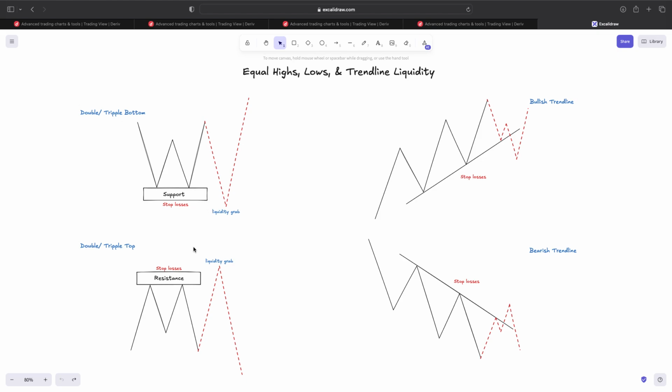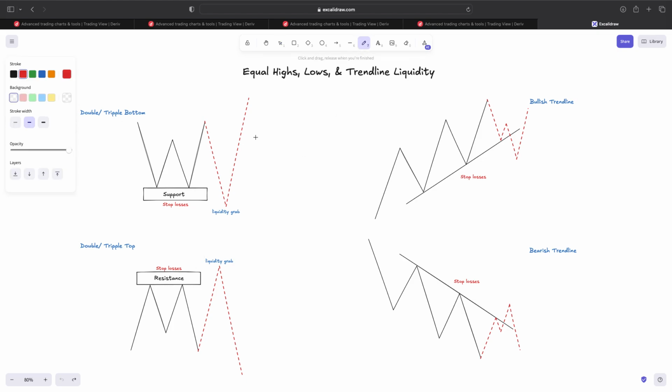grabs. The same is true in terms of your double tops, your triple tops, or it can be some relatively equal highs. The highs don't necessarily have to be equal each and every time. They can just be relatively equal to one another, and it will still count as a form of resistance. Whenever someone places a trade from an area of resistance, obviously they will be placing their stop losses above the resistance zone, and again, such an area is prone to liquidity grabs.